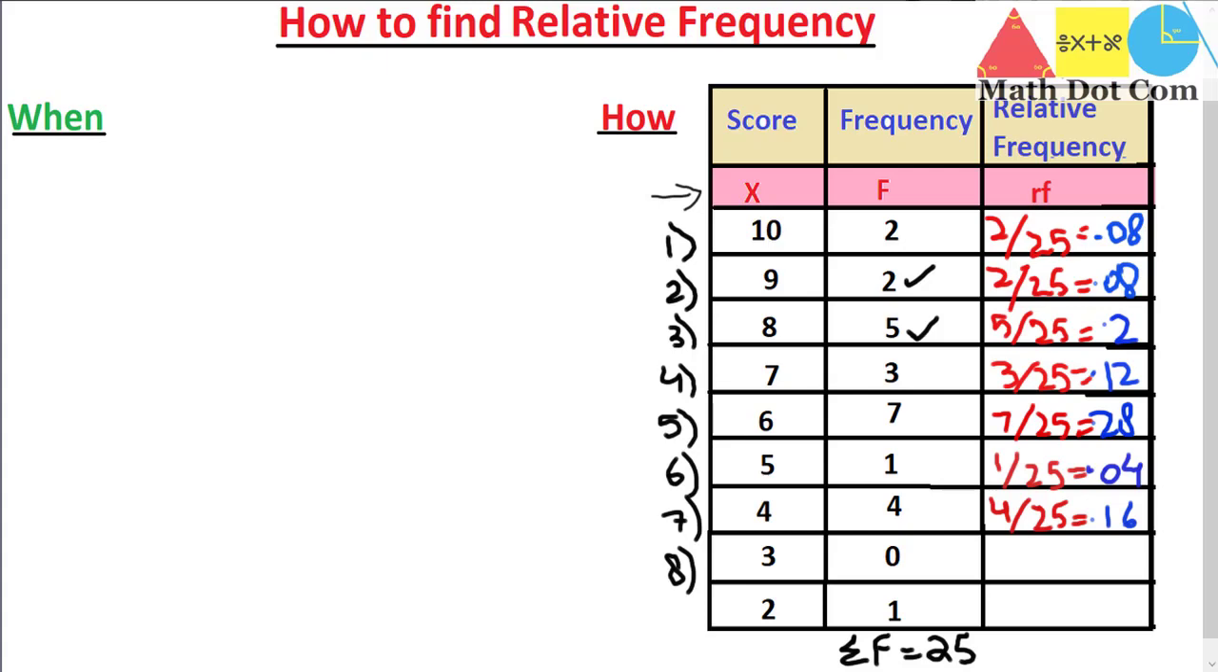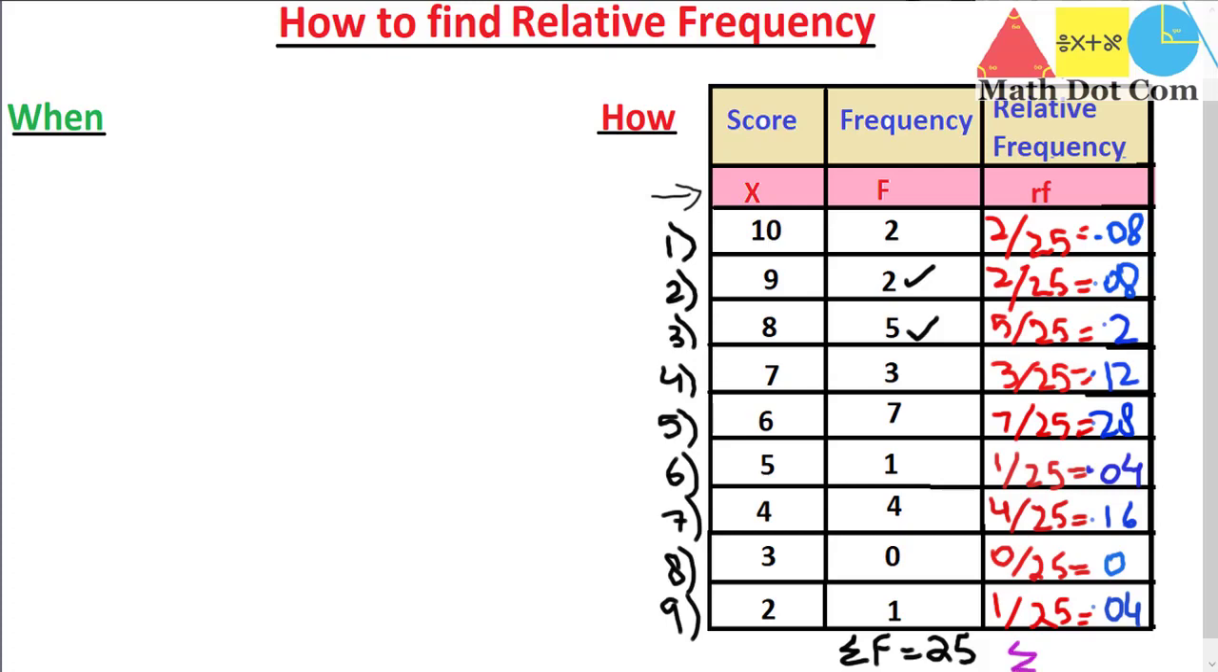So we need not write here, but I'll write for your ease: 0 divided by 25 is equal to 0. Then we have the last row, that is row number 9 with a score of 2 and the frequency of 1. There is only one student who has got a score of 2. So its relative frequency will be 1 divided by 25. That will be equal to 0.04.